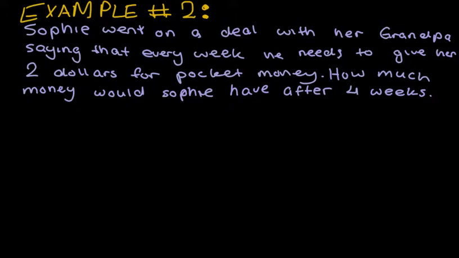Example number 2. Sophie went on a deal with her grandpa, saying that every week he needs to give her $2 for pocket money. How much money would Sophie have after 4 weeks? So, this question is asking, how much money would Sophie have after 4 weeks if her grandfather is giving her $2 each week? To understand this better, we'll first put it in a table.